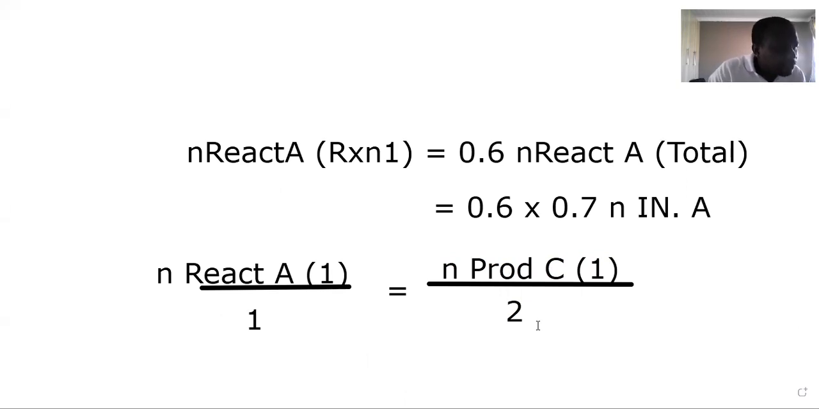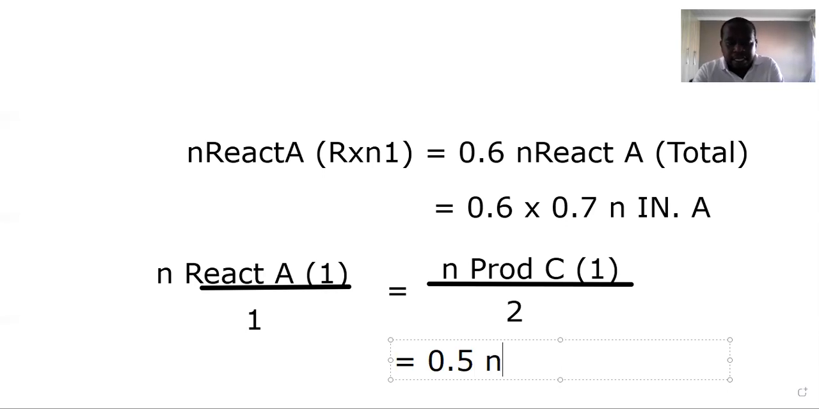and what that will end up giving us, I think I had a value somewhere. Just give me a second. That would give us n reacts A by reaction 1 is equal to 0.5 n produced of C. So that's our next equation that we have. I'm going to erase that so we can go on to the next step.